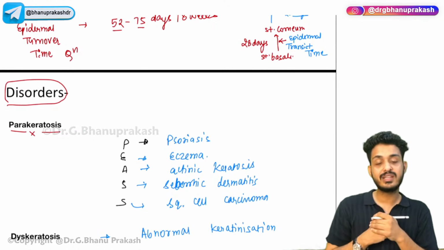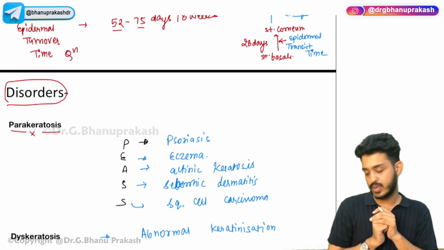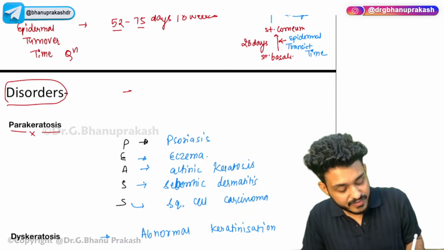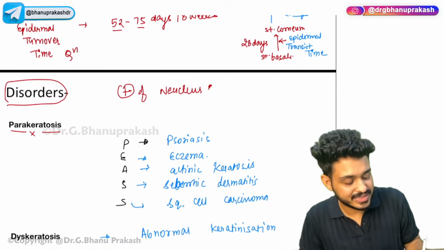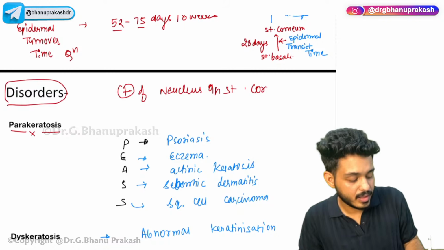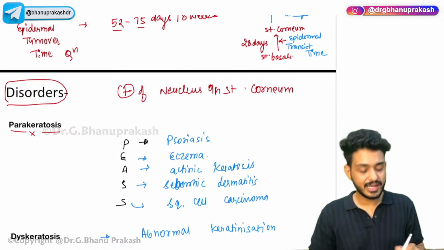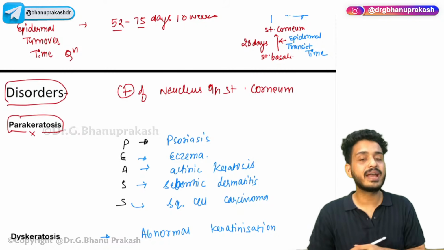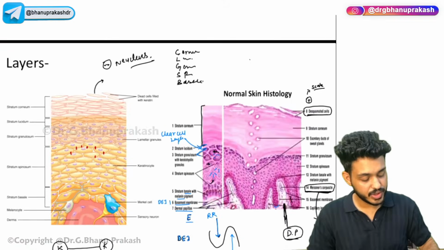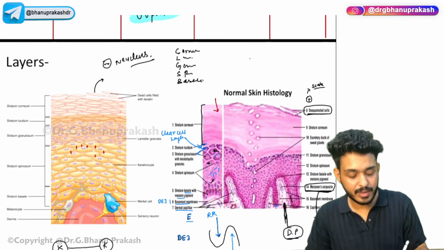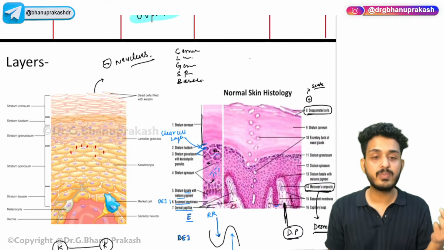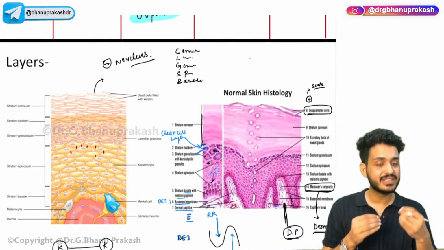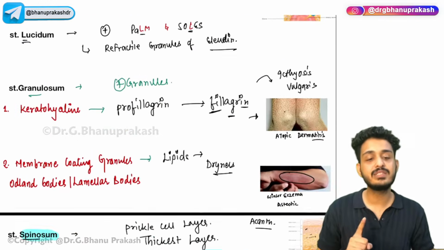Sir, we have already discussed that the stratum corneum does not have any nucleus, right? So if there is presence of nucleus in the stratum corneum, we call it parakeratosis. This is the stratum corneum, devoid of nucleus. There should be no blue structure here, but if any blue structure is here, that means there is a nucleus. If the stratum corneum has a nucleus, that means it is parakeratosis.